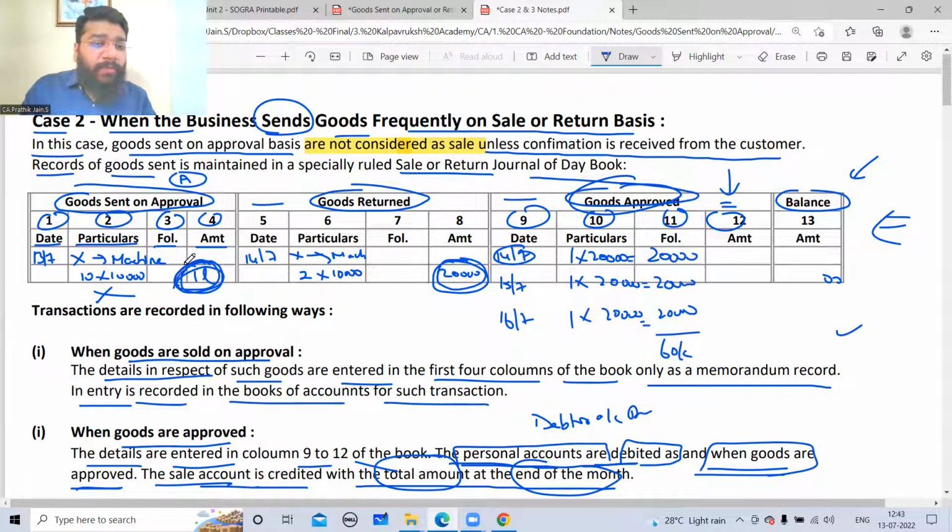60,000. So out of 1 lakh, guys, 20,000 worth of goods rejected. So 1 lakh minus 20,000 is 80. From 80, 60,000 worth of goods is accepted. Balance is 20,000. Okay. Now my point is that here on 14th of July, one confirmation has come.